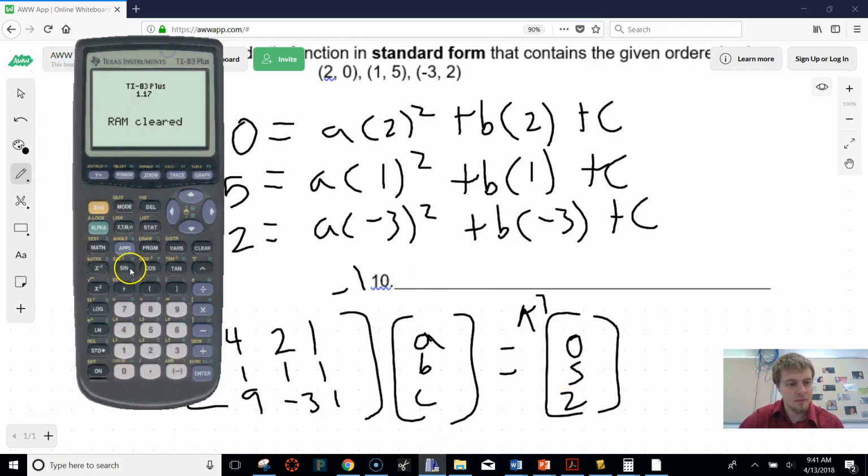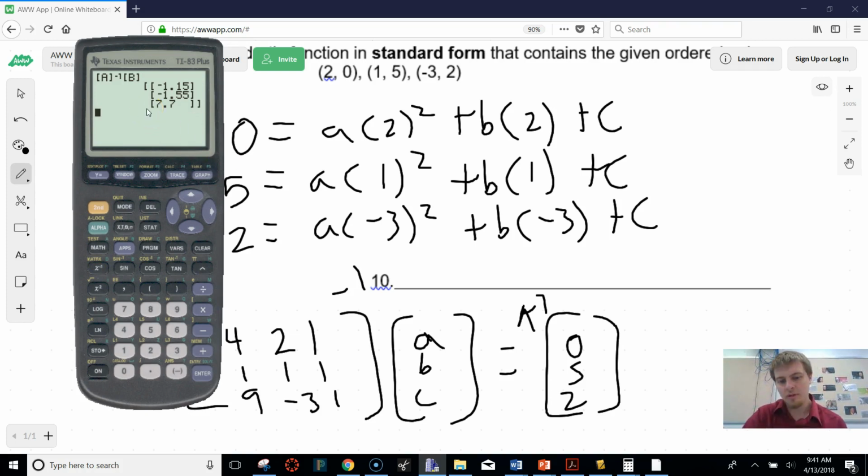So I'm going to plug all that info into my calculator. Going to edit A, and it's a 3 by 3. That's 4, 2, and 1; 1, 1, 1; 9, negative 3, and 1. And then I'm going to go to my matrix, and I'm going to go to B. And this is a 3 by 1. That's 0, 5, and 2. And then we're just going to go matrix A inverse times matrix B. And there's my final answer.